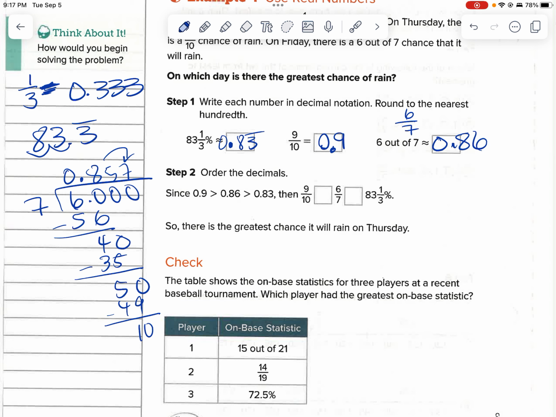So this number is greater than that, which is greater than that. So the next one, 15 out of 21. So 15 divided by 21. Guys, simplify the fraction first. 3 goes into that. 5 out of 7. Oh, that was 6 out of 7. So 5 divided by 7.